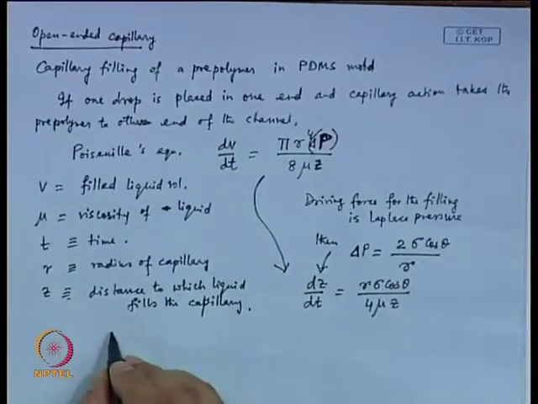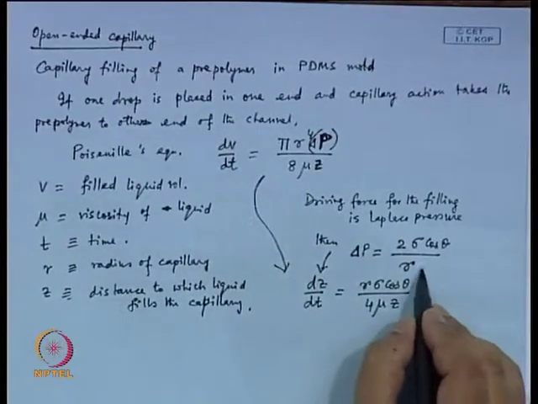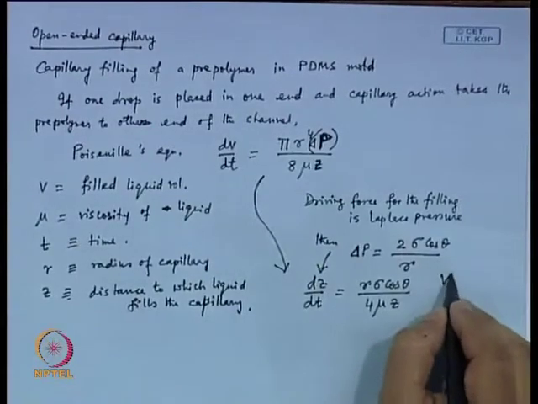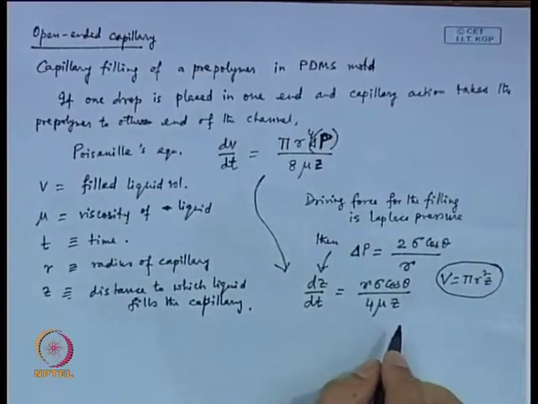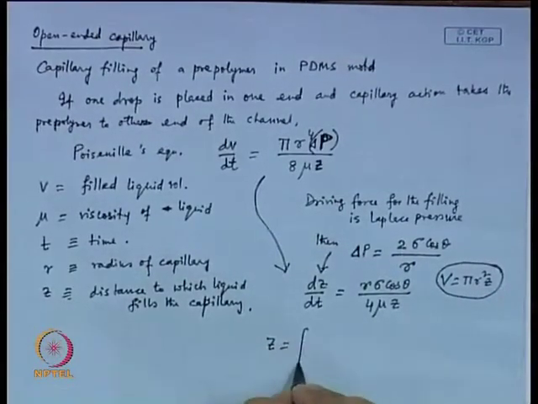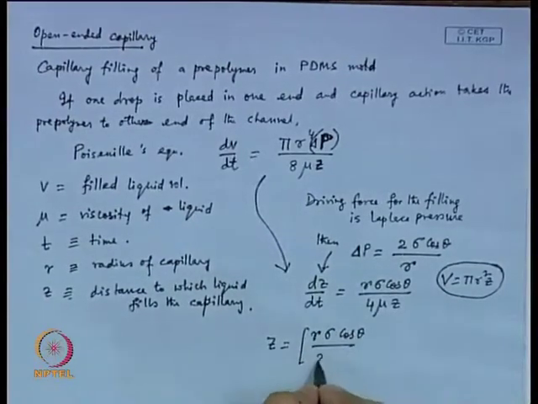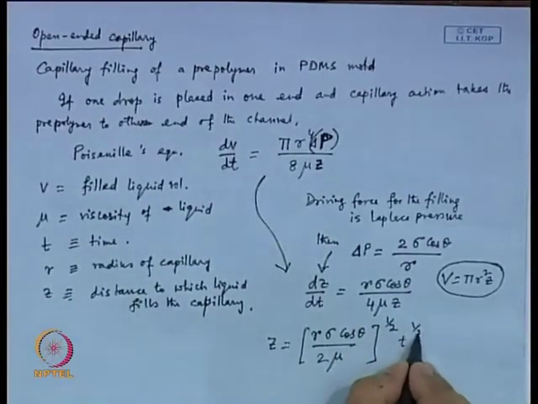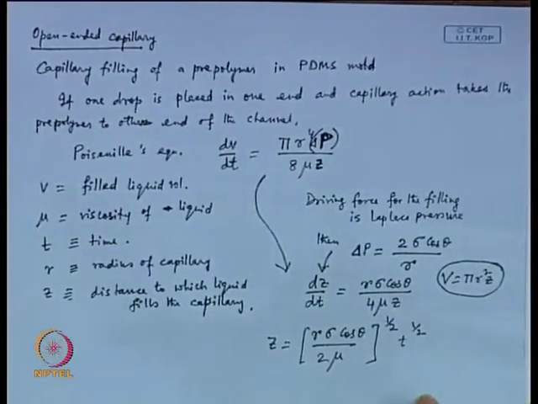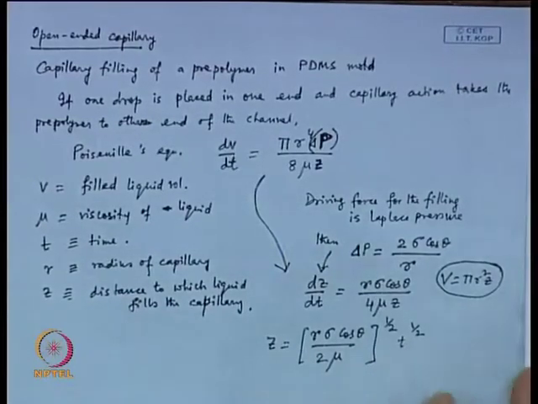And then you have V equal to pi r square z, that is what you are using. So, you get z equal to r sigma cos theta divided by 2 mu to the power half, t to the power half. This gives you the distance z to which liquid fills the capillary as a function of time. So, if one is interested to know how far, at a given time, this prepolymer will travel inside the PDMS mold, this can be figured out from this equation.